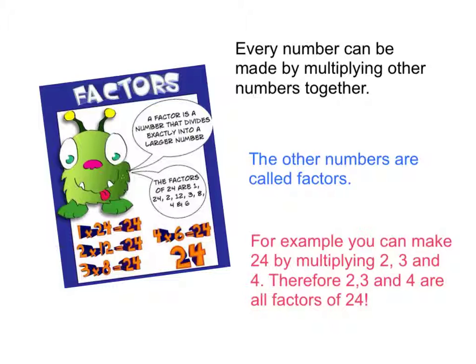This poster is really good. It lists the factors for us. So factors of 24 are 1, 24, 2, 12, 3, 8, 4 and 6.